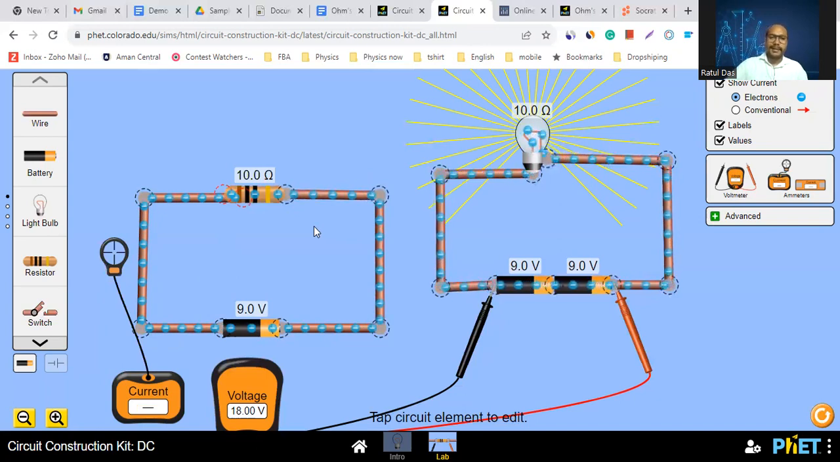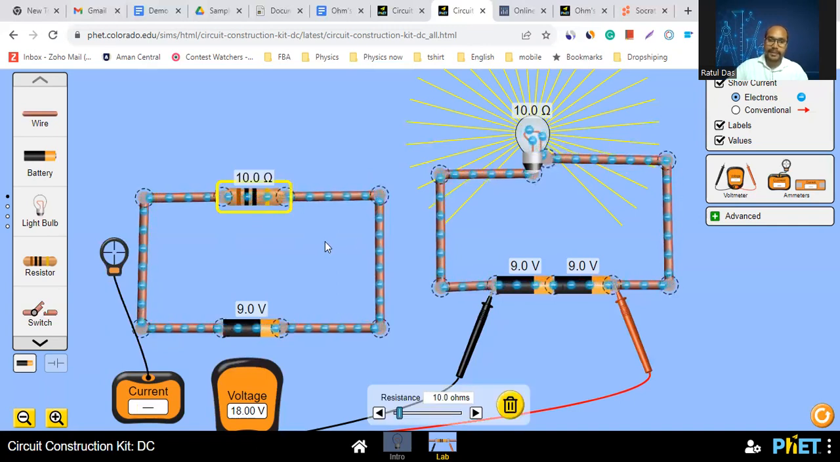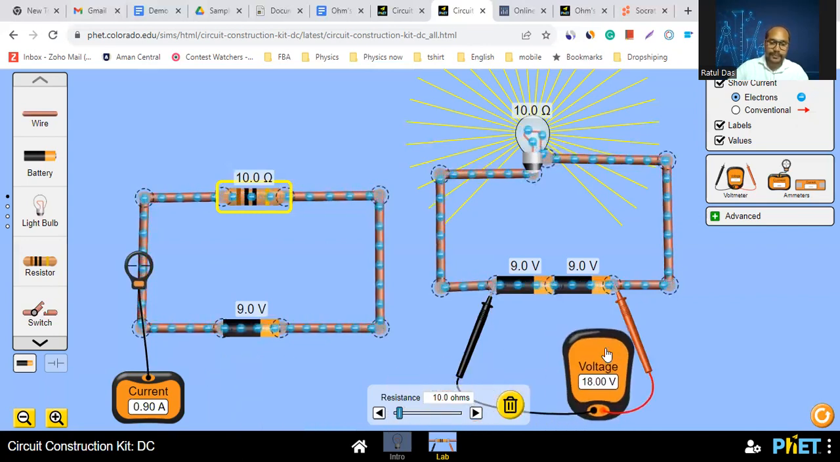So this circuit is equivalent because we are adding the same resistance. The bulb gives 10 ohm of resistance to the circuit, and we are adding the same resistance here. So again, we will get the same electric current, 0.9 ampere for 0.9 volt.